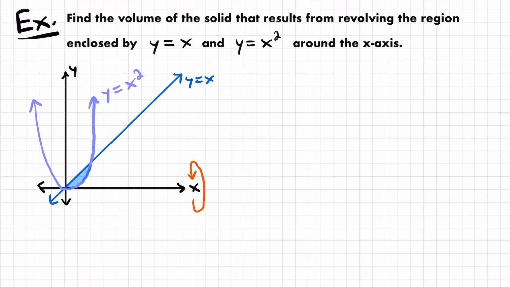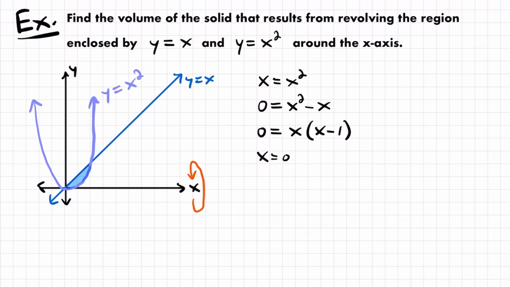So if we do that here, we'll have x is equal to x squared, and if we subtract x from both sides of the equation, we'll have 0 is equal to x squared minus x, and then we can pull out a common factor of x, and we'll have that 0 is equal to x times x minus 1, and then we can set each of these factors equal to 0, and so we'll have x equals 0 and x minus 1 is equal to 0, which gives us that x is equal to 1.